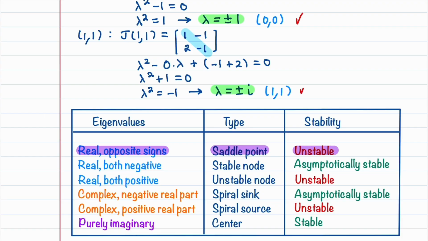Let's now look at our next set of eigenvalues. They are complex and there is no real part, so they are purely imaginary. Down here is where we have purely imaginary, and that tells us that our critical point (1, 1) is a center and it's stable.